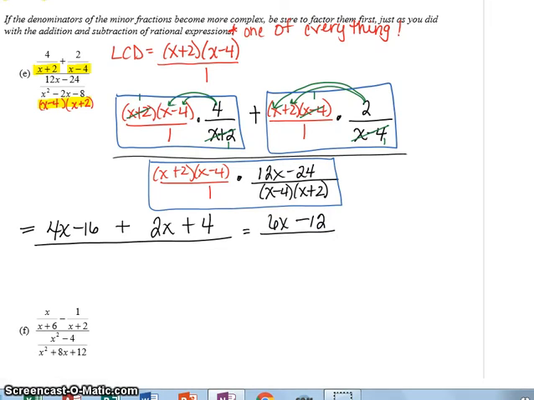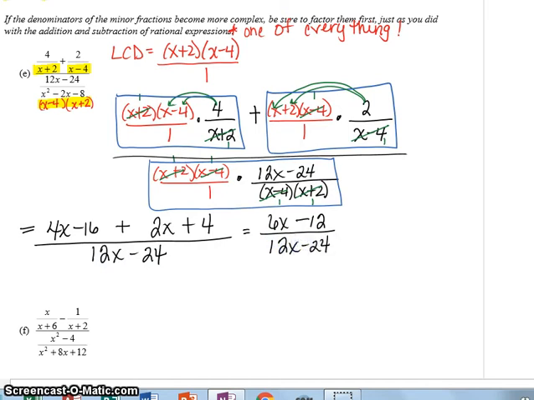Alright, last thing here for the denominator. It looks crazy, but watch how easy this is. Matching x minus 4's, matching x plus 2's. So what am I really left with? I'm left with 1 times 1 times 12x minus 24, all over 1 times 1 times 1. So the only thing I'm left with is that 12x minus 24. So now the only thing I have to do is factor. I have a GCF over a GCF.